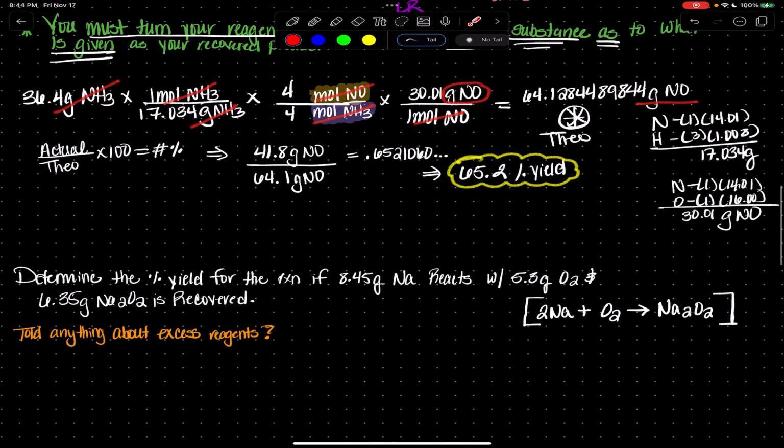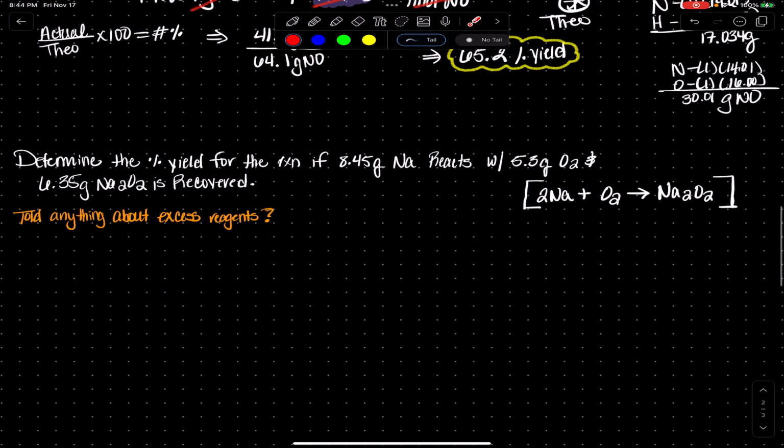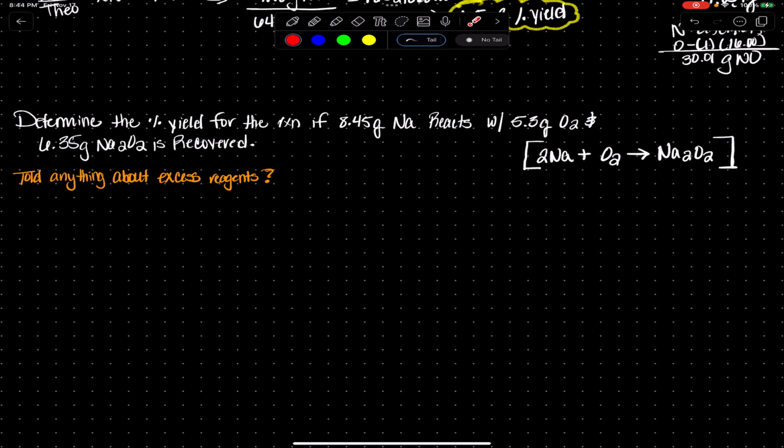Now let's get into a little bit more spicy of a situation. So we're asked to determine the percent yield for the reaction if 8.54 grams of sodium react with 5.3 grams of oxygen and 6.35 grams of sodium oxide is recovered.